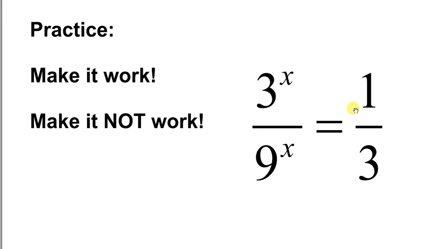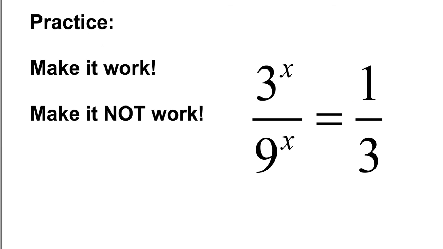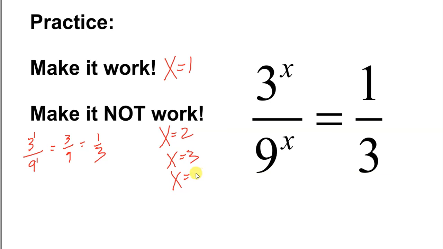All right, we need to make it work and then make it not work. Well, I'm going to guess and check it. Let's go with 3 to the 1st over 9 to the 1st equals 3 over 9, which equals 1/3. Hey, I got it right the first time. Make it work. X equals 1 makes it work. Make it not work. X equals 2. X equals 3. X equals anything but 1.